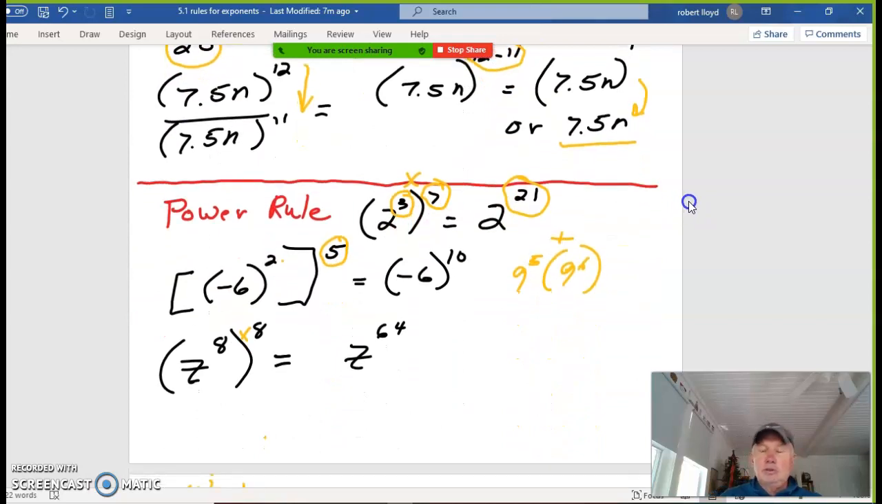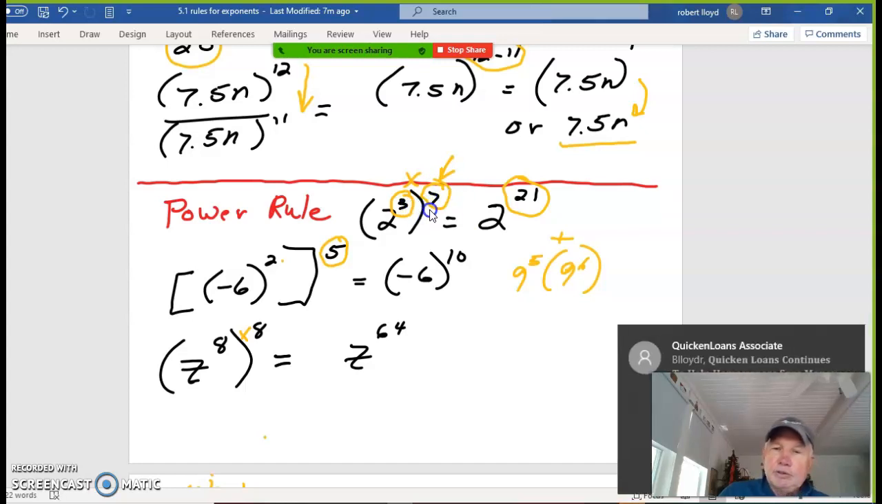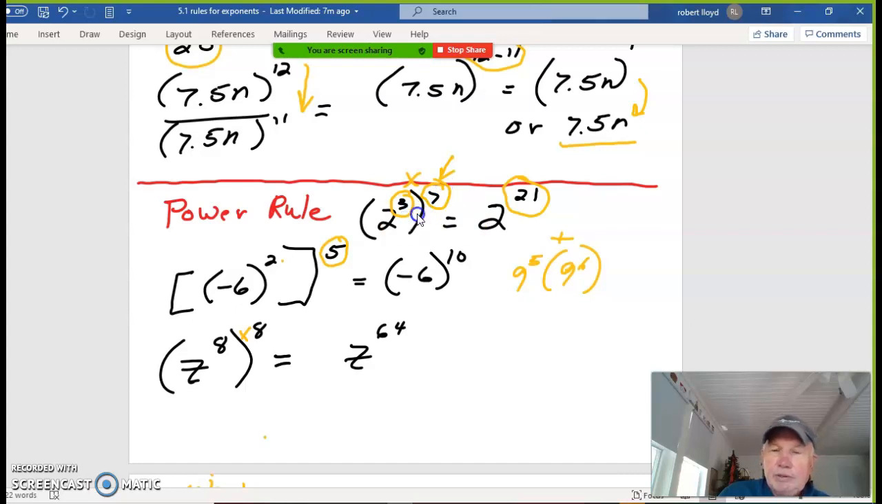The next rule is called the power rule, and it only applies when you have an exponent outside the parentheses and inside. So that exponent needs to be up and to the right of the parentheses. In this case it is. So we have the base 2 raised to the third power, that quantity, or in other words, that answer, raised to the 7th power. So we multiply these. 3 times the 7 is 21.